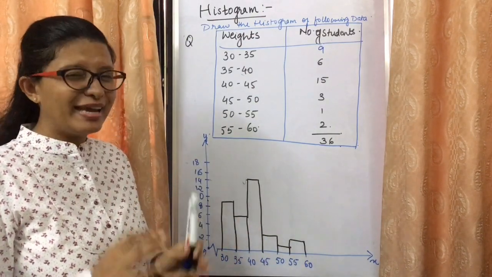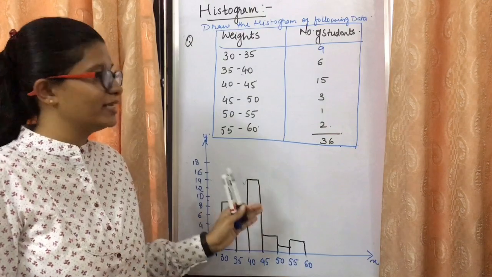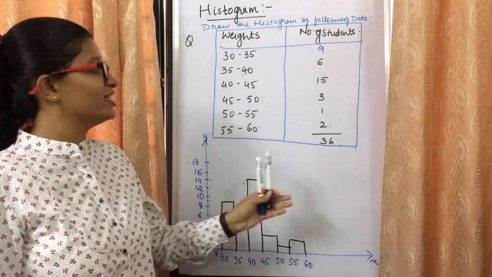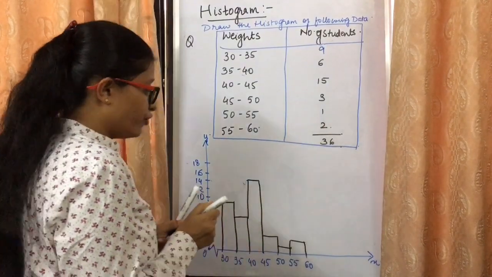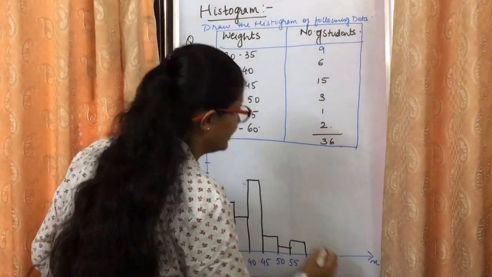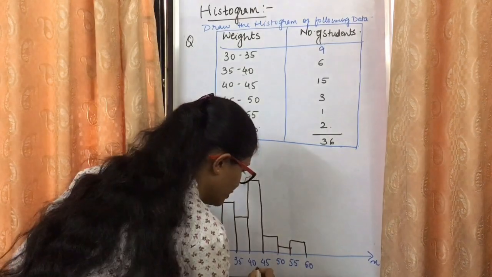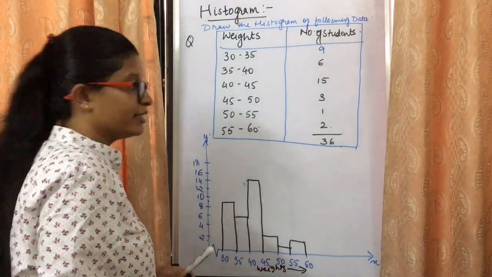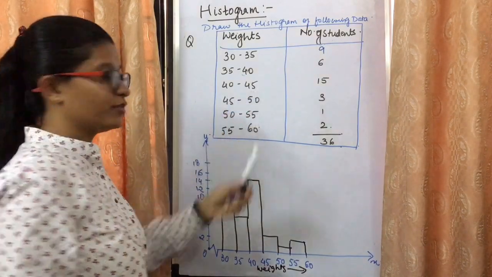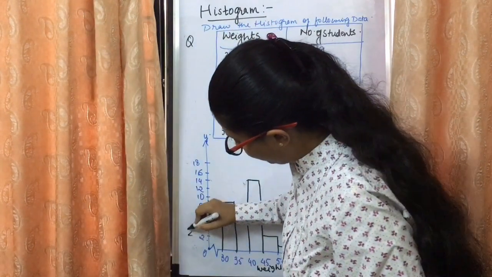So I hope the basics of the histogram, this is the most basic question which I have taken here, must be clear. And in the given question, don't forget to mark, these are nothing but the weights. So write here weights. These are the weights, and this is nothing but the number of students which we have. So we need to mention number of students here.